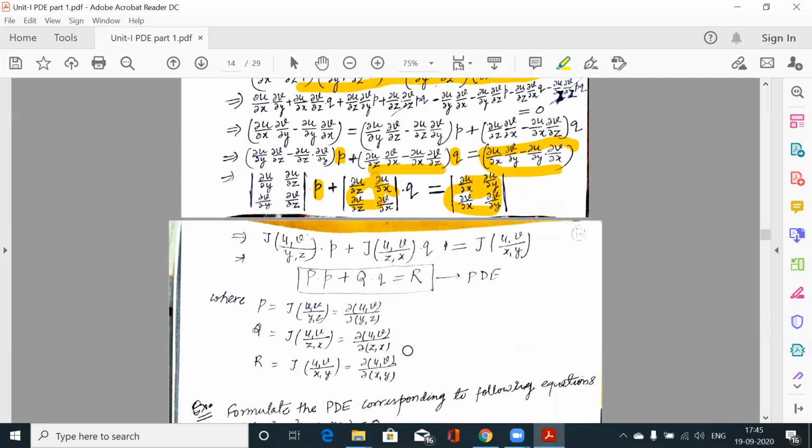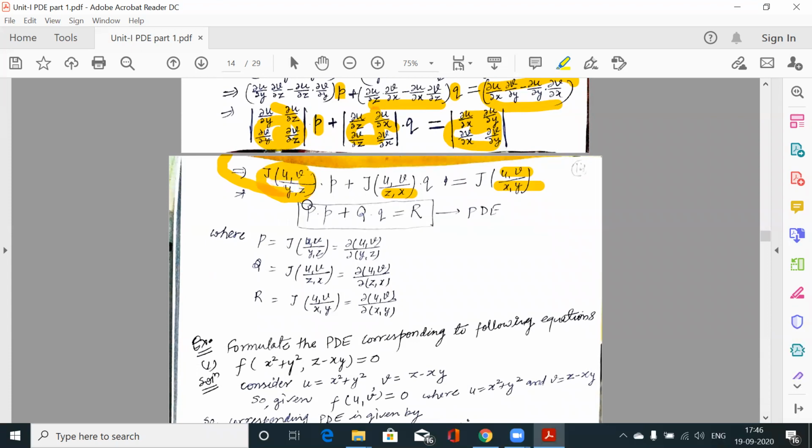And now if you remember the Jacobian definition, Jacobian of UV with respect to YZ, what is this? This is equal to this determinant: del U over del Y, del U over del Z; second row, del V over del Y, del V over del Z. This is the Jacobian definition. So this determinant is Jacobian of UV with respect to YZ, and this determinant is Jacobian of UV with respect to ZX, and this determinant is Jacobian of UV with respect to XY.